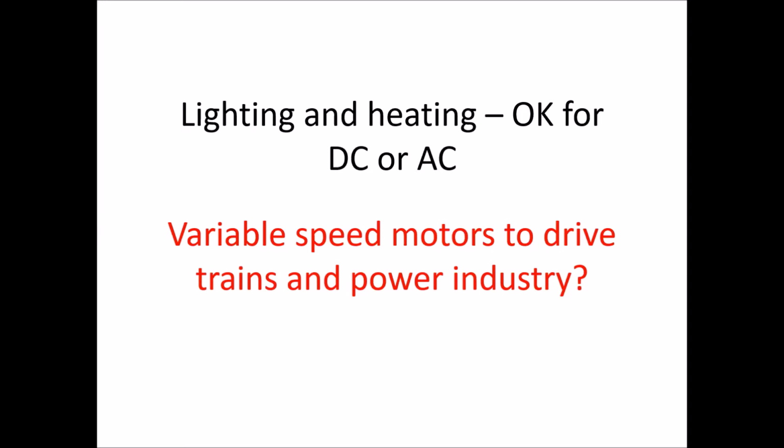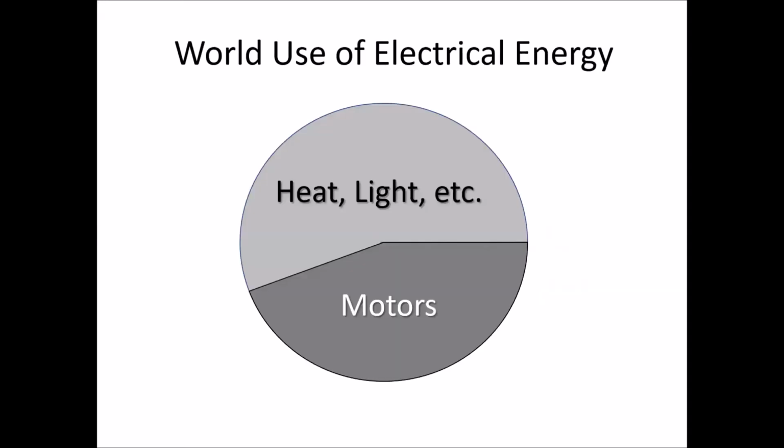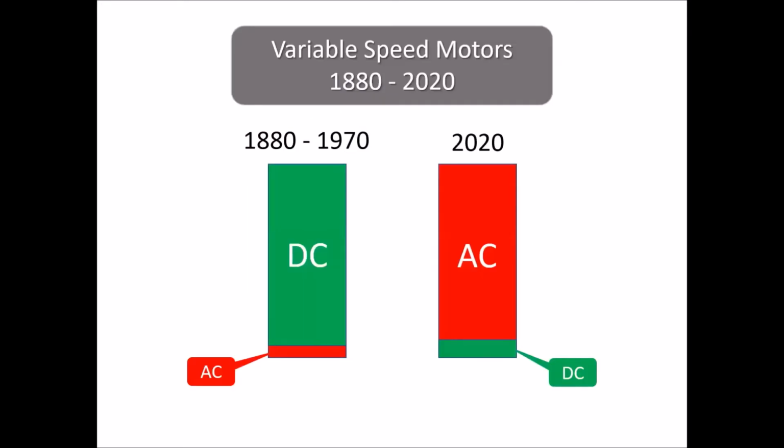How do they compare? Well, if we look at the world use of electrical energy, about 40% or so is motors, heat and light, etc., and the others. And of those, of motors, the vast majority is used in fixed speed AC motors called induction motors, which most people in a domestic environment will never encounter in their lives. They're not used in your home, or very rarely. That's fixed speed. But for variable speed, there are two types.